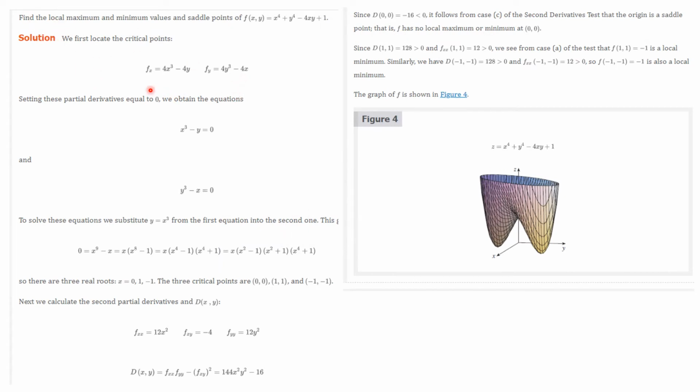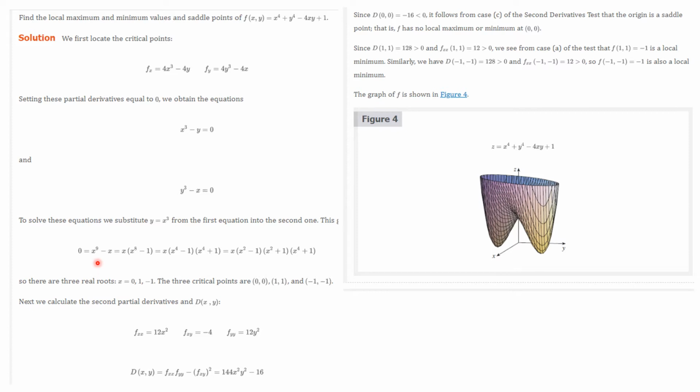Okay, well, first of all, we find the critical points, so we take the derivatives with respect to x and with respect to y here, and we set those equal to 0. And so first, we find that y is equal to x cubed, and y cubed minus x is equal to 0. To solve these equations, we substitute y equals x cubed from the first equation into the second equation.